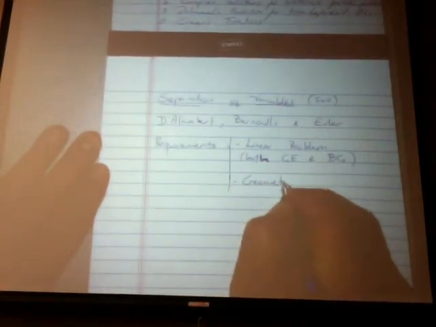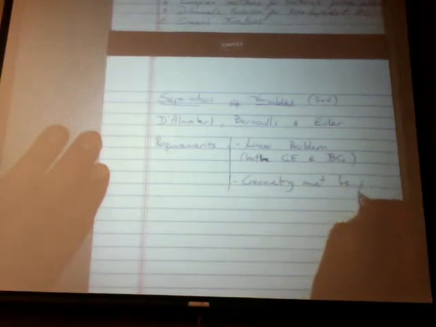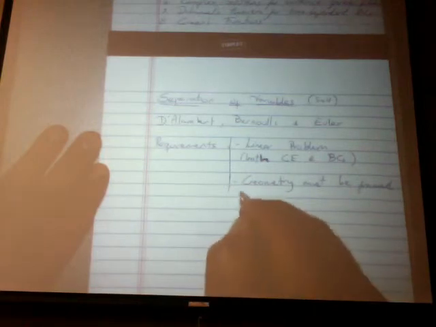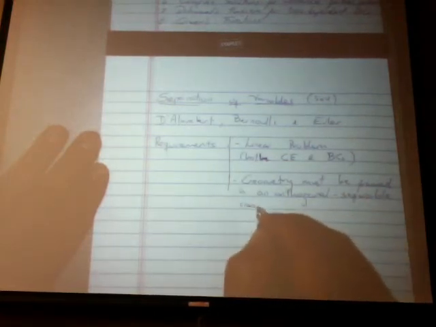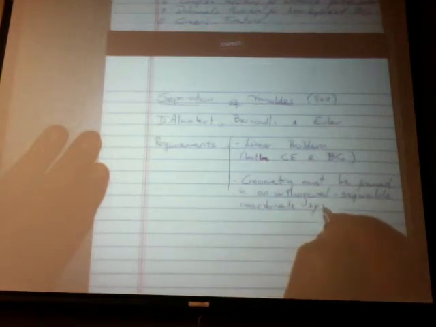So the geometry must be framed in an orthogonal separable coordinate system. What does that mean? If we are talking in 2D Cartesian, it needs to be a square or rectangle. It cannot even be a hollow square or a hollow rectangle. That's how limited it is. If we're talking about polar coordinates, it has to be a circle or a section of a circle or a hollow circle. If we're talking about spherical, it needs to be a sphere, and so on.